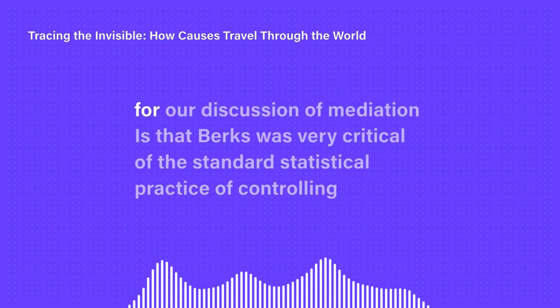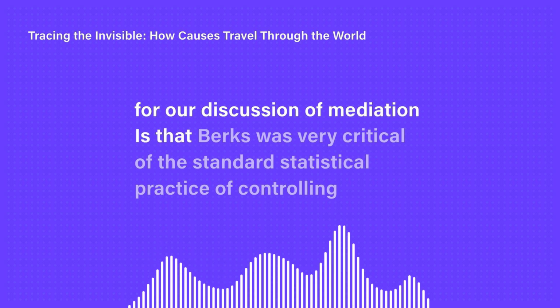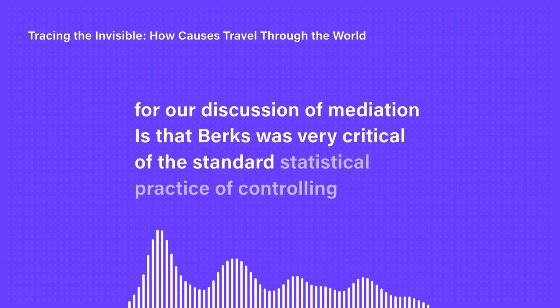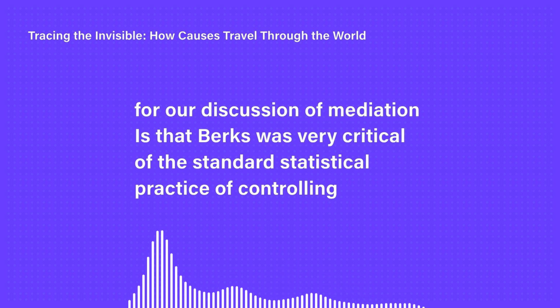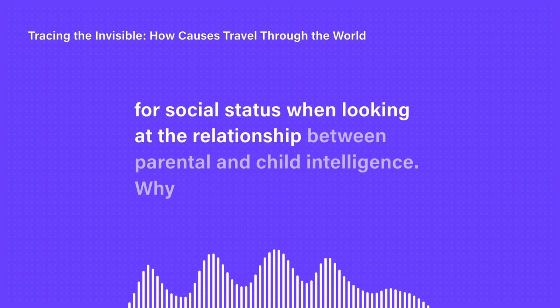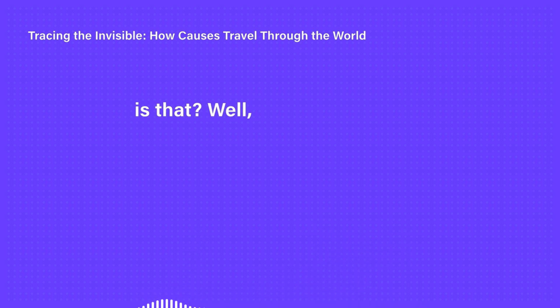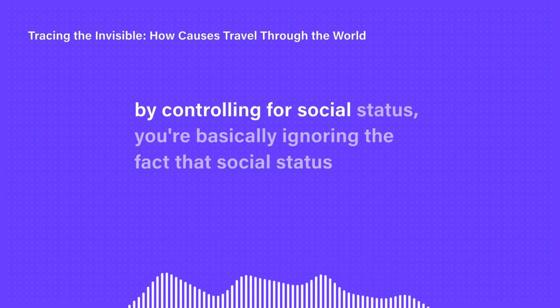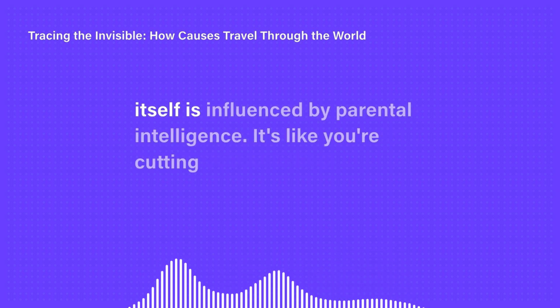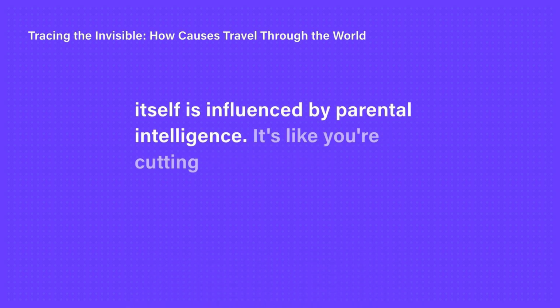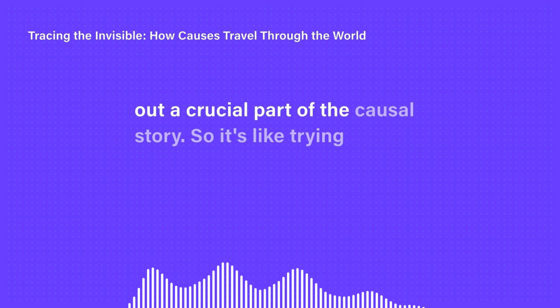But what's really interesting for our discussion of mediation is that Burks was very critical of the standard statistical practice of controlling for social status when looking at the relationship between parental and child intelligence. Why is that? Well, she argued that by controlling for social status, you're basically ignoring the fact that social status itself is influenced by parental intelligence. It's like you're cutting out a crucial part of the causal story.